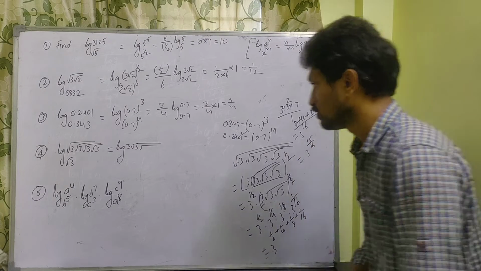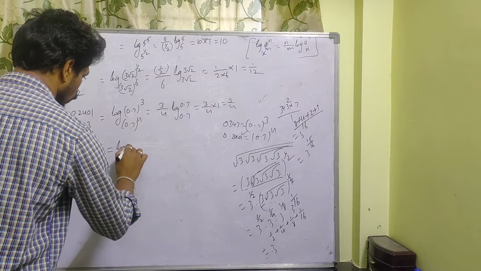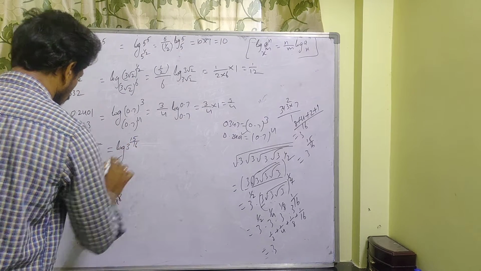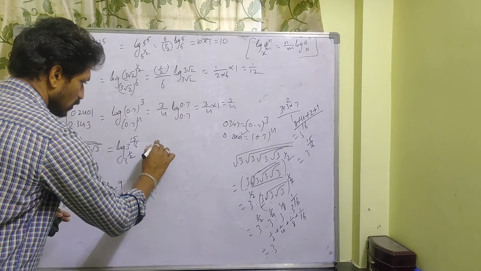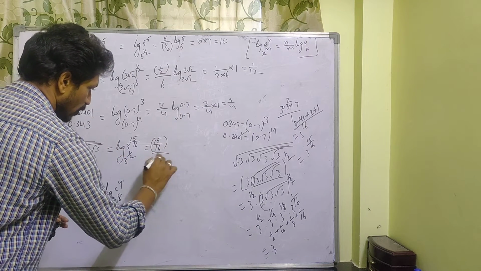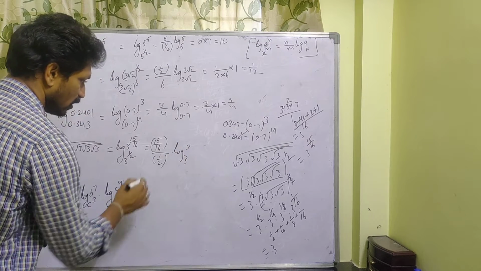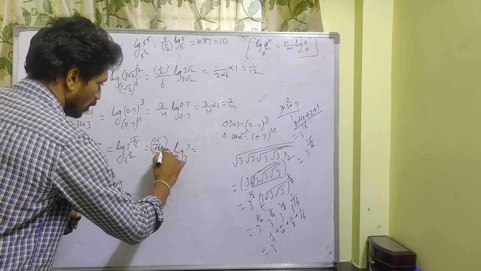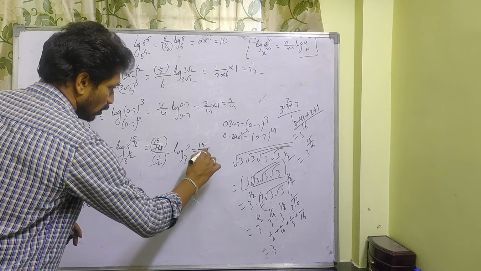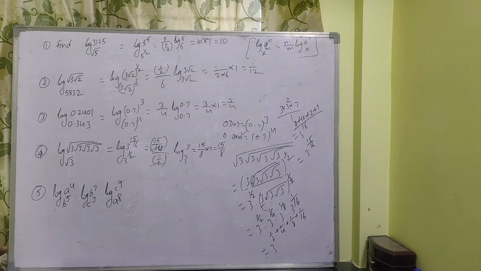So here I am directly writing 3 power 15 by 16. This root 3 we can write as 3 power 1 by 2. So we can write as 15 by 16 by 1 by 2 into log 3 base 3. This 2 here, 8 times going. So what you have is 15 by 8 into 1, that is nothing but 15 by 8. Next question.